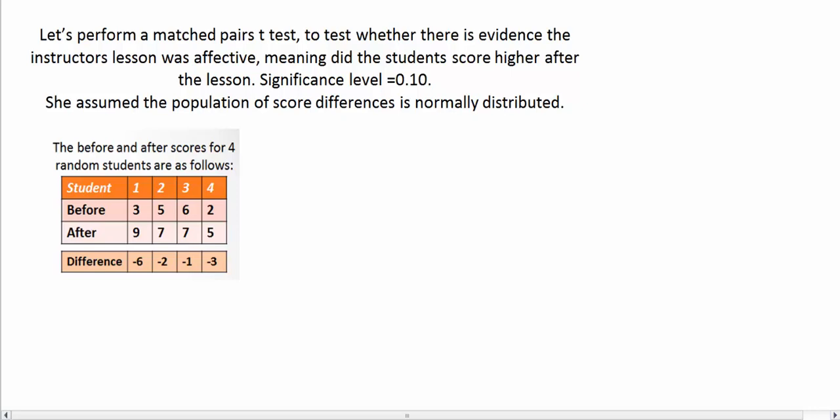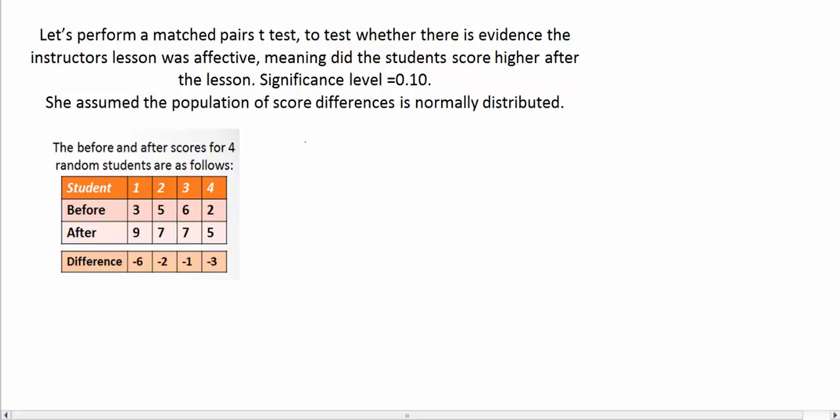In this video, we're going to learn how to do a matched pairs t-test on our TI84. We're going to test whether there's evidence an instructor's lesson was effective. The instructor gave a quiz before a lesson to 4 students and then a quiz after the lesson to the same 4 students. We want to know if the students actually scored higher after the lesson.